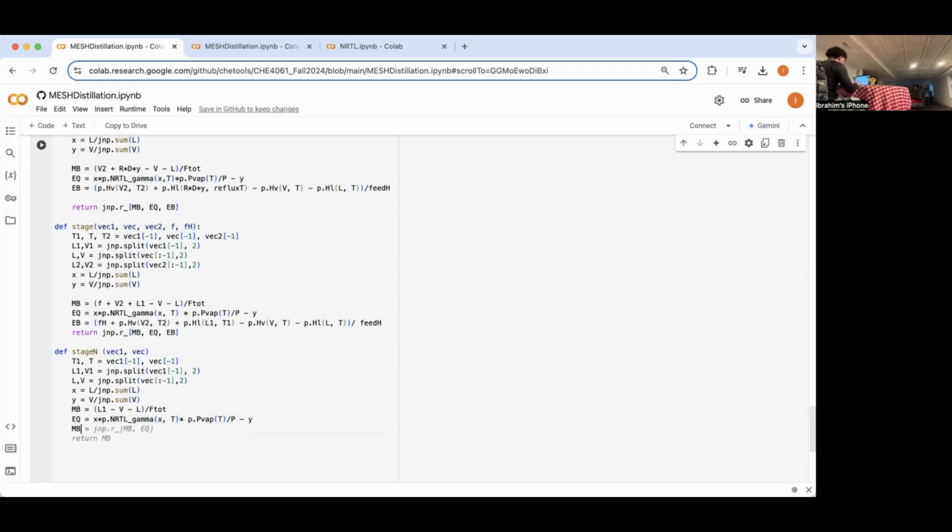For our second mass balance, we're going to be using our sum function essentially. So jnp.sum for L1, and then this would be minus our jnp.sum function for our V. Then we'll subtract this by our bottoms total divided by our feed total. I believe that's right: jnp.sum of L1 minus jnp.sum V minus our bottom total. Okay, so we're going to go ahead and return this. So there you go: our mass balance, equilibrium, and mass balance two.